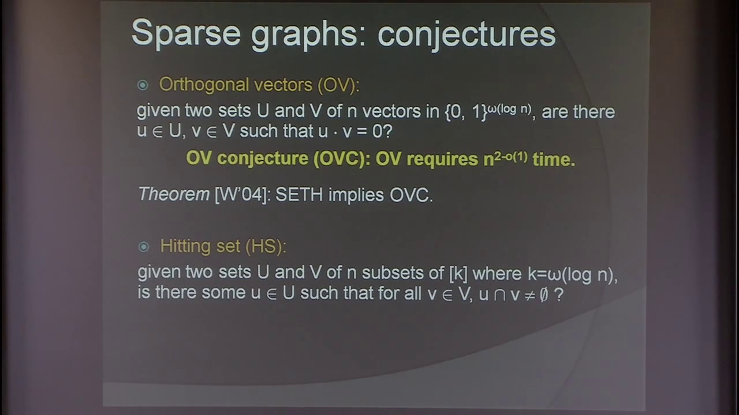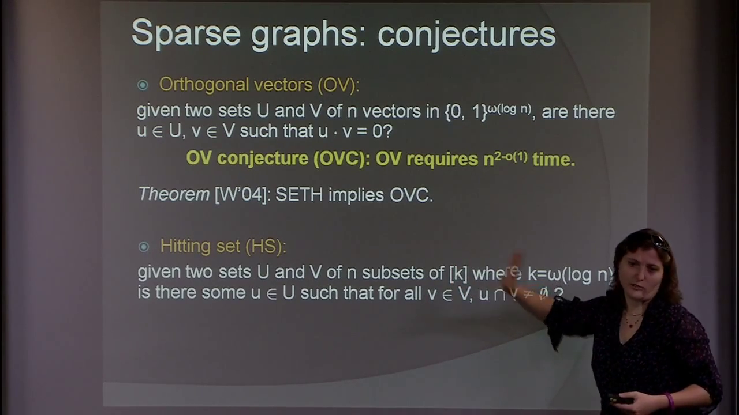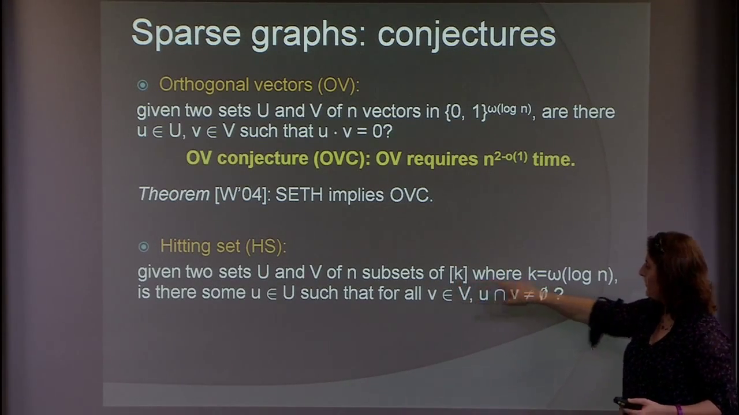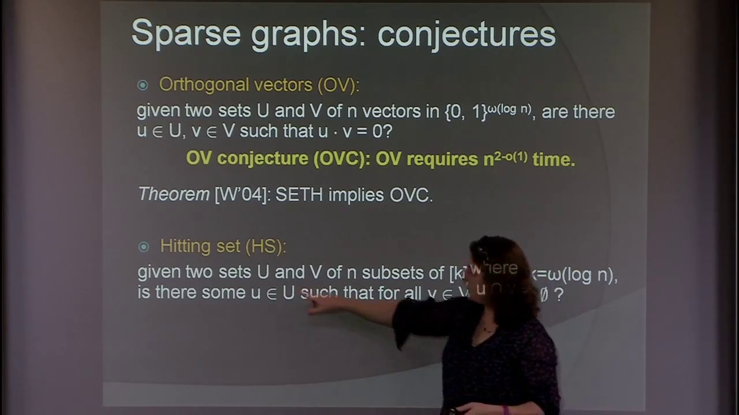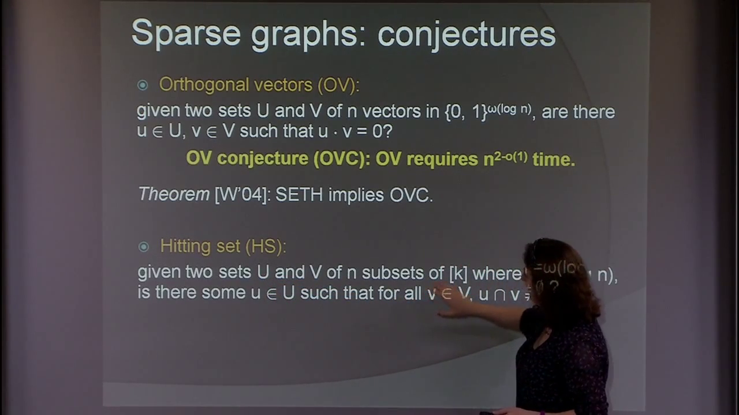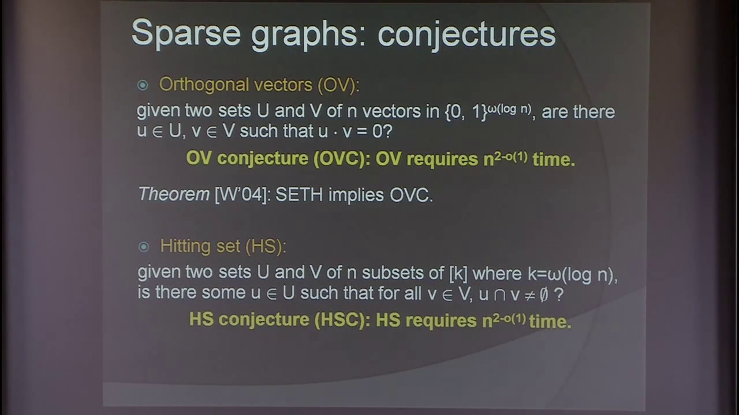And then there's a slightly weaker conjecture. This is another problem that I haven't defined yesterday. Here you're given two sets, U and V, of subsets of some universe, the integers 1 to K, where K is something slightly super logarithmic. And you want to know, is there some set here that hits all of the sets here? By hit, I mean it contains some element of each of the sets. So it's the hitting set problem. And the hitting set conjecture is that this problem also requires n to the 2 minus little o of 1 time.